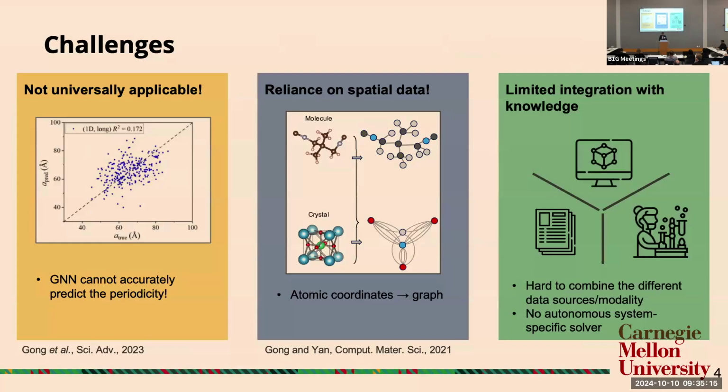One of the challenges is that GNNs cannot, to some extent, accurately predict the periodicity. We have a large reliance on the spatial data, which is the configuration, and sometimes we don't have the crystal structure available. Another challenge is the limitations in integration with the knowledge that we have in the literature from different data sources and modalities, and we don't have autonomous agents or specific solvers that we can use to pull together all the data that we have.